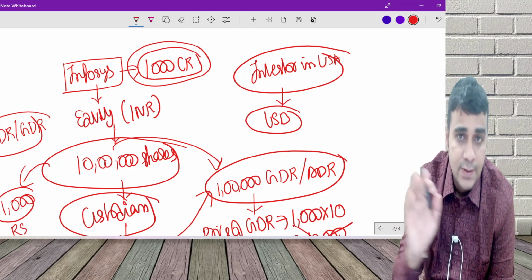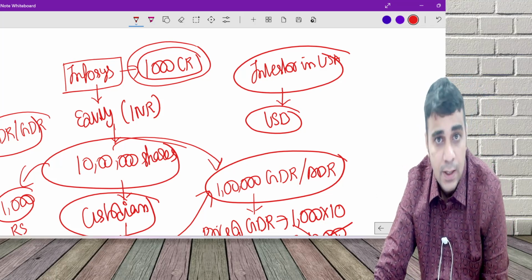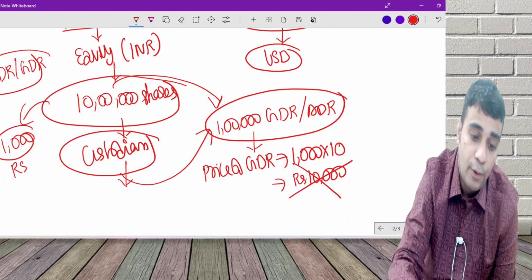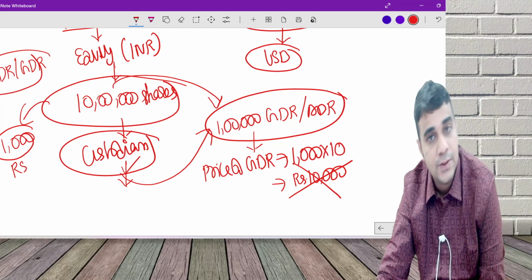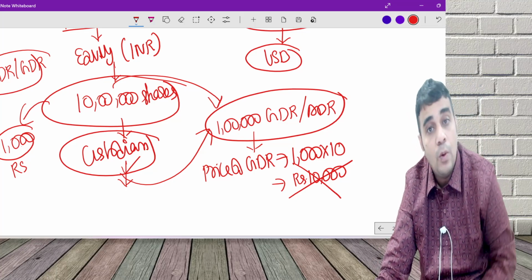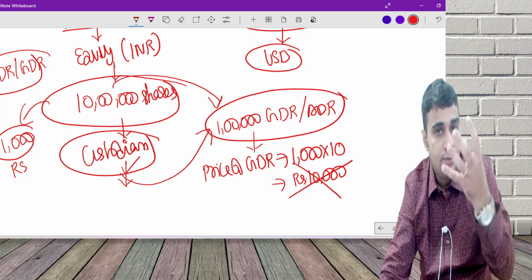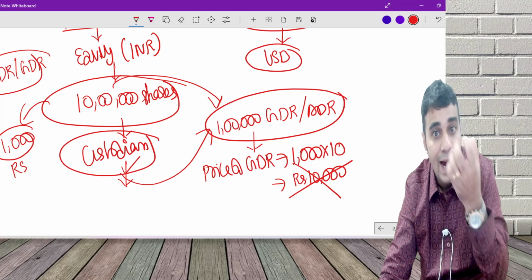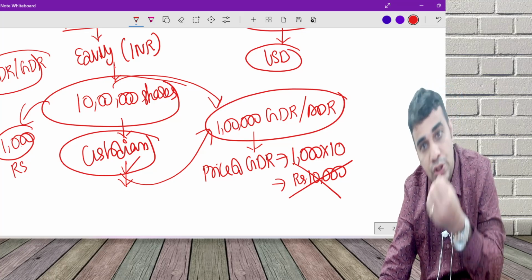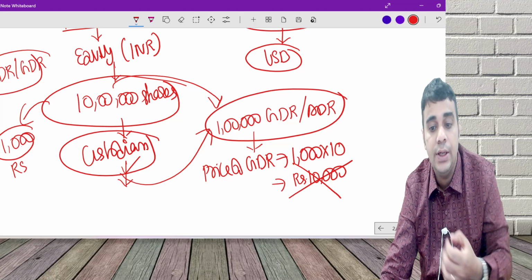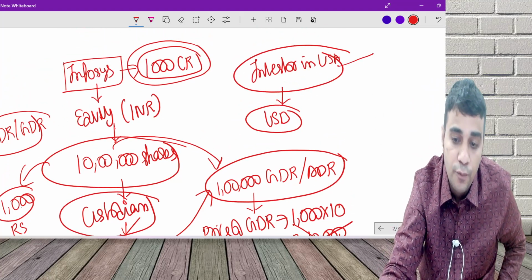The current market price is 1,000 rupees. I deposit this with the custodian. What does the custodian do? The custodian is saying, I will take this 10 lakh shares. Against this, I'm going to issue 1 lakh GDR or ADR to your foreign investor.